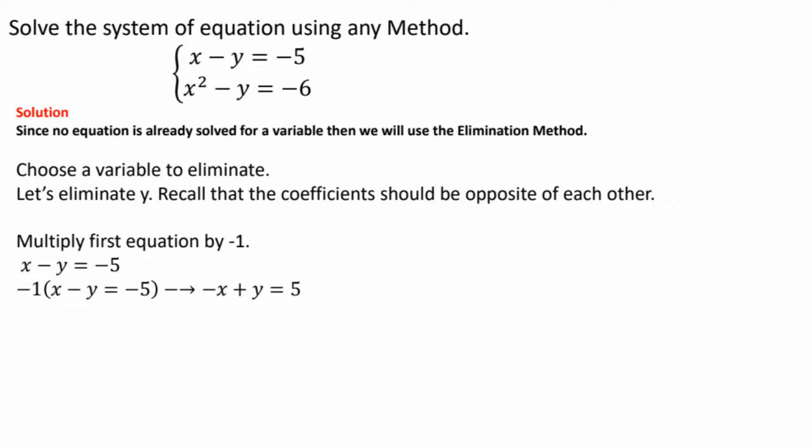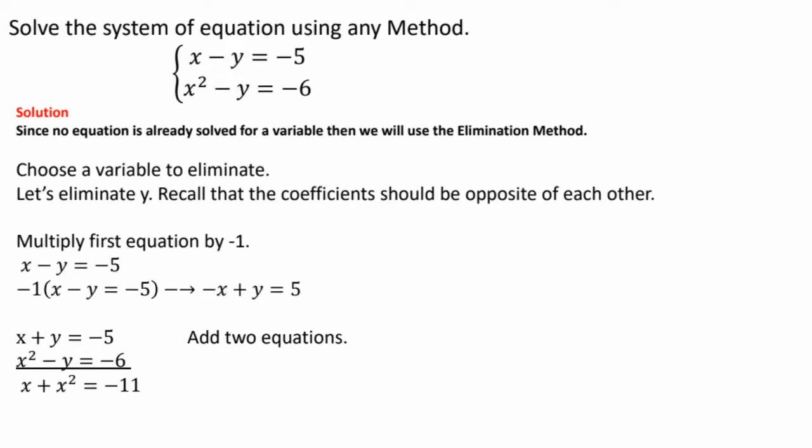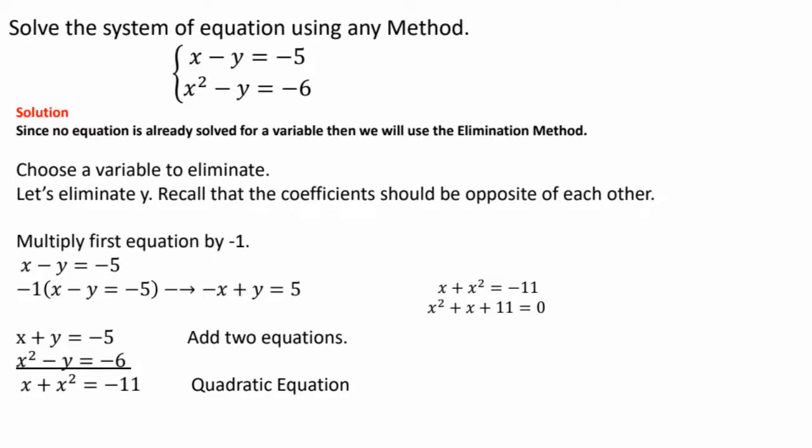All right, so now let's put them together and add them together. So we have x plus y equals negative 5, and we have x squared minus y equals negative 6. When I add these, I have x plus the x squared, it's just x plus x squared, but my y's cancel. Plus y minus y is 0, and the minus 5 plus a negative 6 is a negative 11. Again, I have a quadratic equation, so I'm going to set it equal to 0. So we have x squared plus x plus 11 is equal to 0.